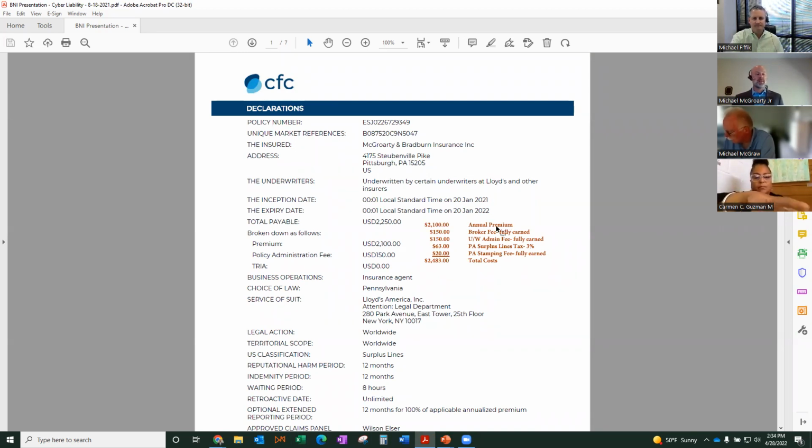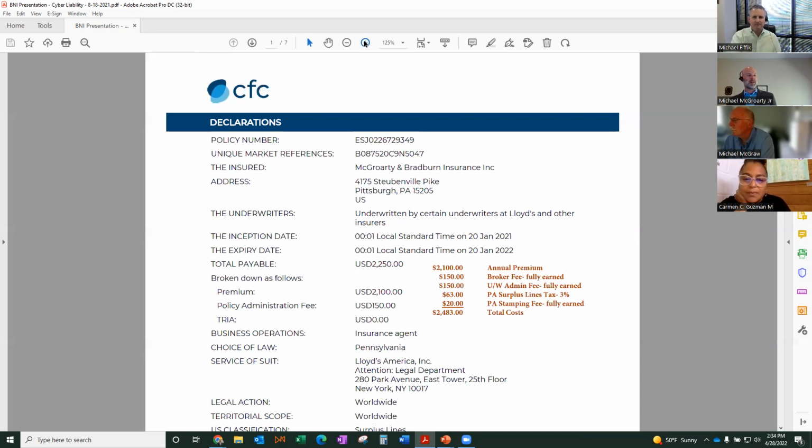But it is through, you can see all these stamping and fees. A normal insurance policy, is that too small? Can everybody see it all right? Or should I make it a little bigger? I'll make it a little bigger.